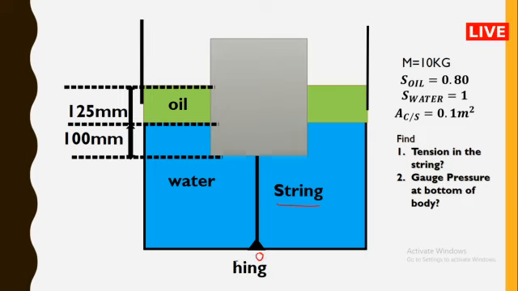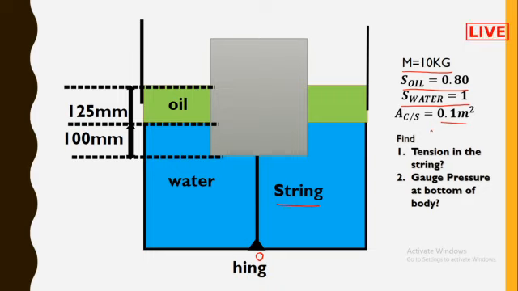The depth of the block inside the oil is 125 millimeter, and the depth of the block inside the water is 100 millimeter. The mass of the block is 10 kg. The specific gravity of the oil is 0.8, the specific gravity of the water is 1, and the cross-sectional area of the block, seen from the top view, is 0.1 meter square. It is asking to find out what tension will be developed in this string.